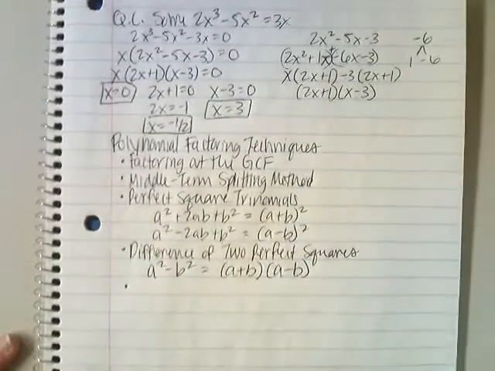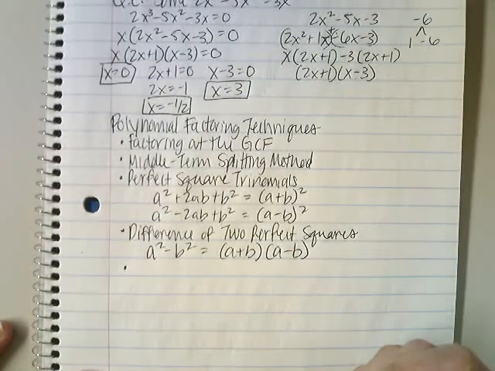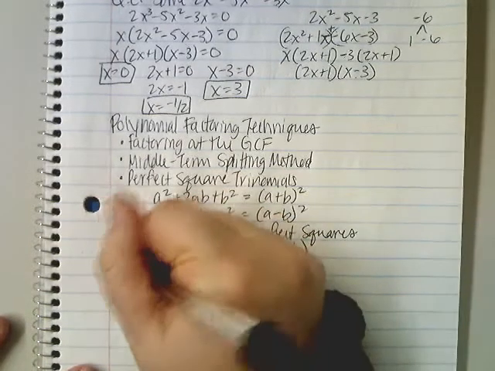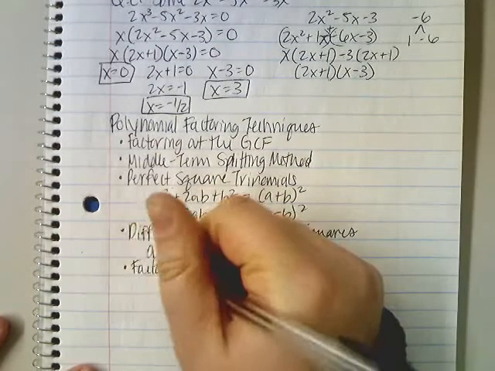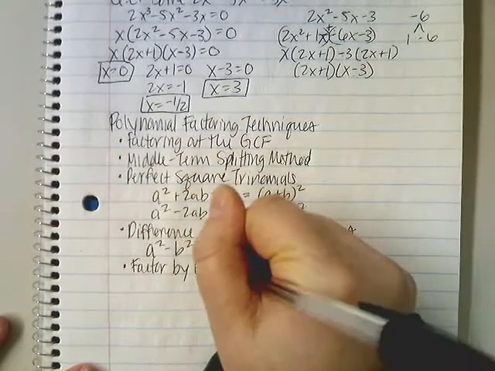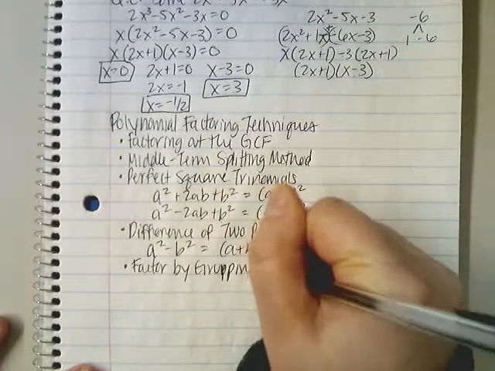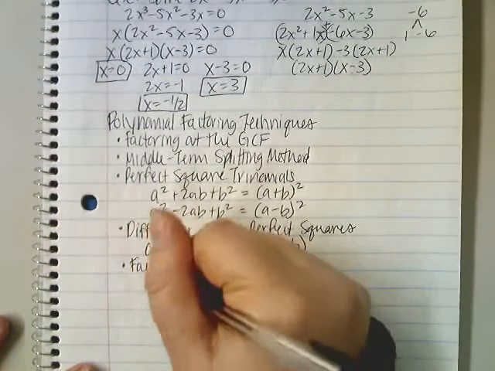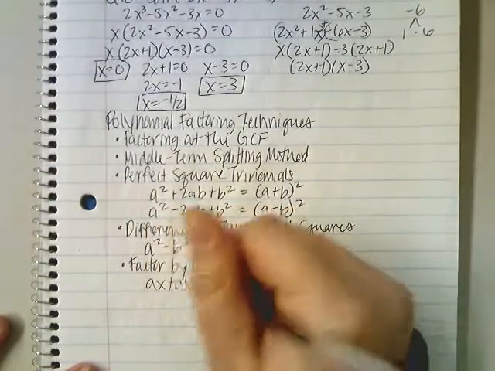So the new one we're introducing today that I want you to be able to recognize, or actually, sorry, let me do one more before we do that. Factoring by grouping. This is part of our middle term splitting method, but you can use it without the middle term splitting method. Just because I'm not sure all of you know this terminology, we haven't talked about it explicitly.